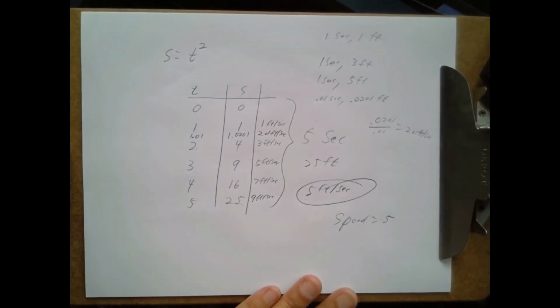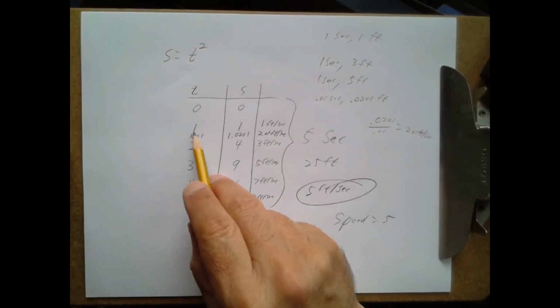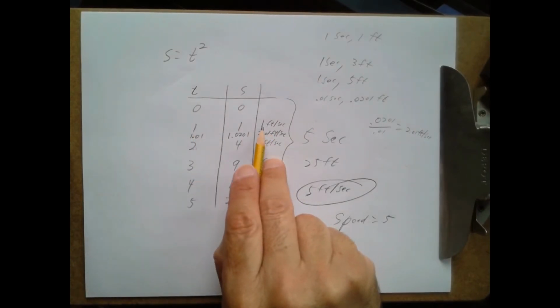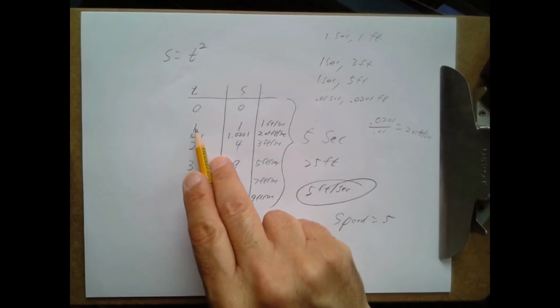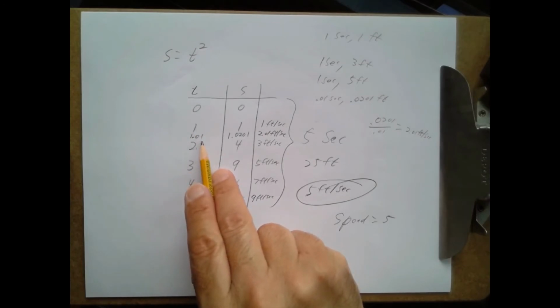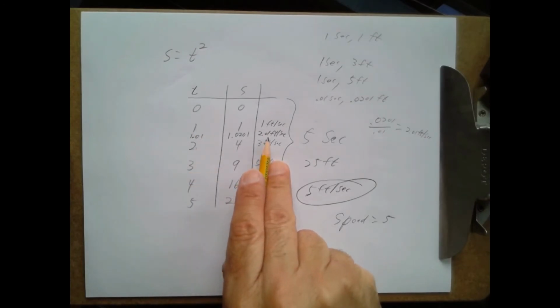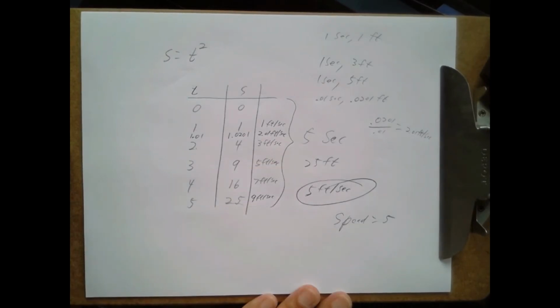So now we've got a new number, right? At time 1, it looked like it was moving 1 foot per second, but if we look at what it did between time 1 and 1/100th of a second later, it's actually moving pretty close to 2 feet per second. And we can do that at different places.